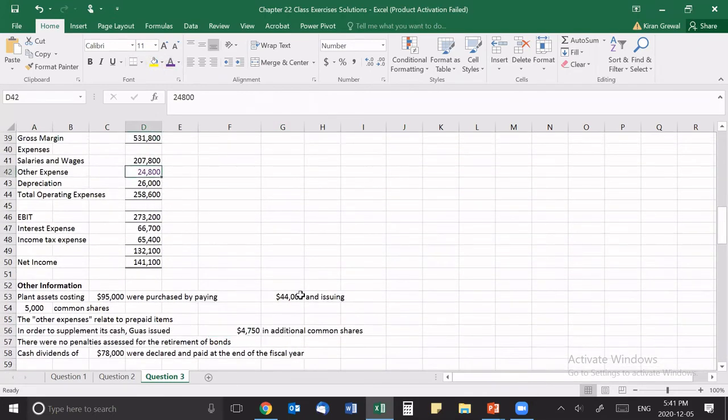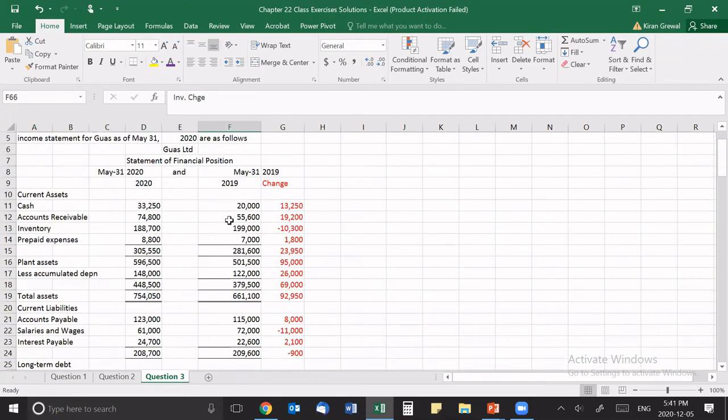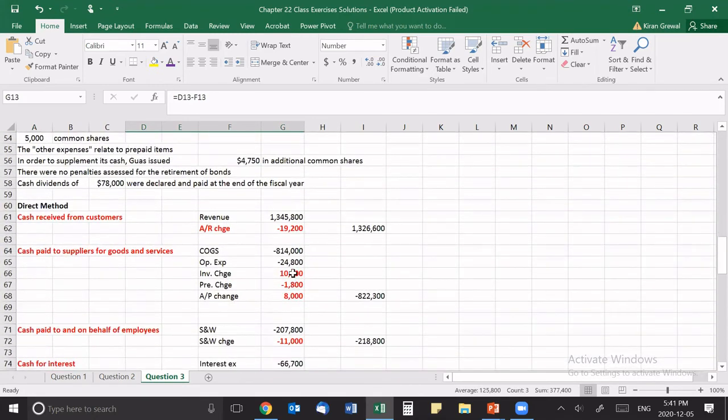And then we're going to adjust these two amounts for any changes in the working capital accounts. So we do the inventory change, because cost of goods sold and inventory are related. So inventory went down by 10,300. If inventory went down, that means it went into cost of goods sold. So we're going to add that back. That means we didn't buy new inventory at the end, so we didn't have to pay cash on that. So we're going to add that back.